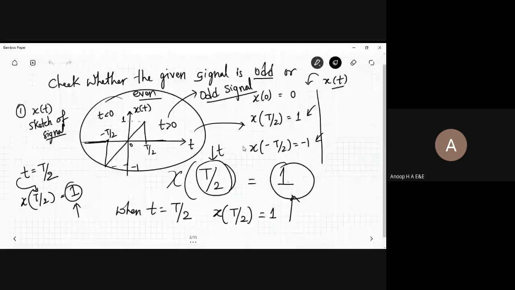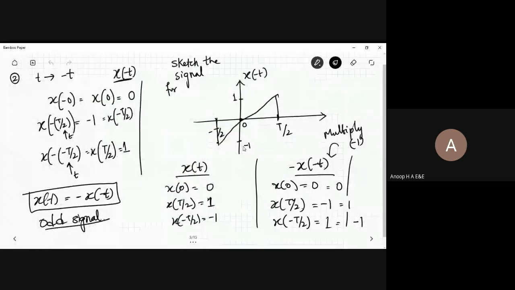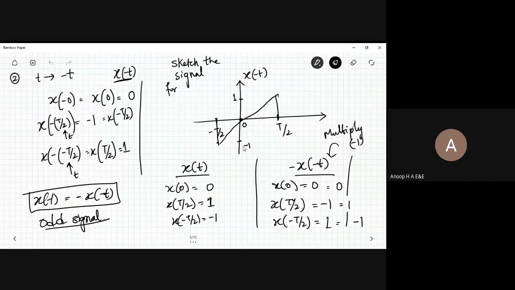Now by changing t to minus t, you have got it. Once you change the sign, you will have a change in sign here also. This is the t value, this is minus, and minus t by 2. What is the value of minus t by 2? -1 is there. So that is x of minus t by 2. This is for x of minus t.